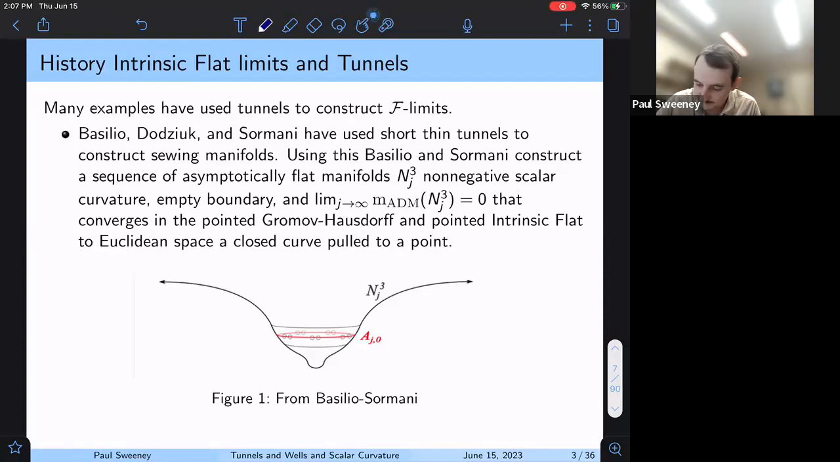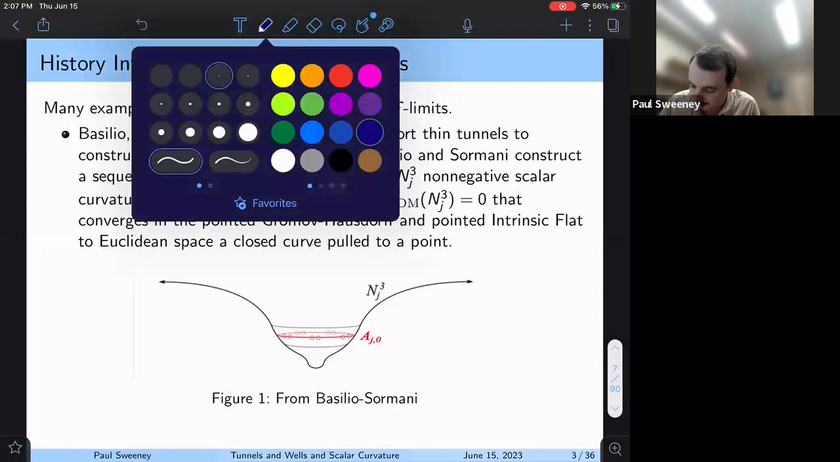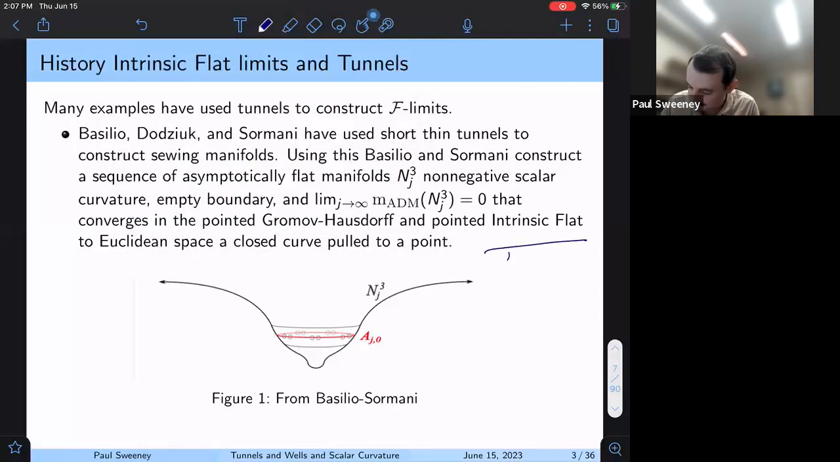So let me just draw what the limit space would look like. It's going to look like Euclidean space, and then you'll have some weird wiggly wrinkled ball attached at a point. And so how do we see this? This is a picture of one of the elements of the sequence that will limit to Euclidean space with a closed curve pulled to a point.